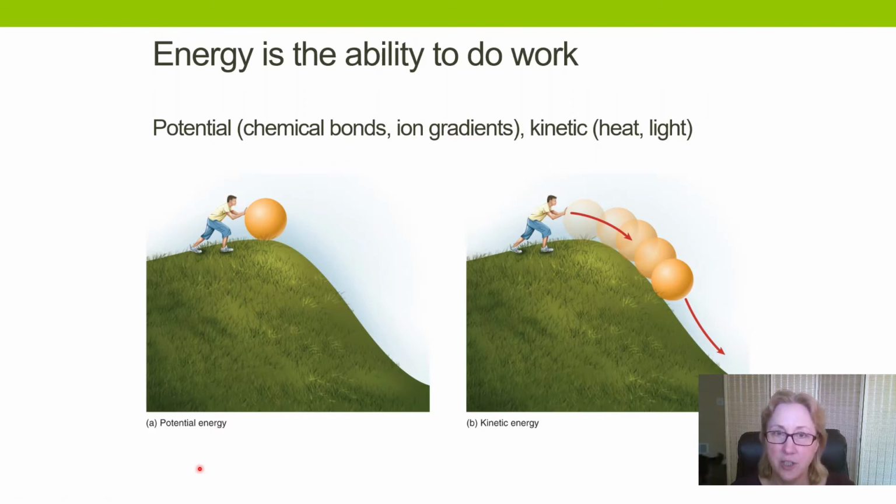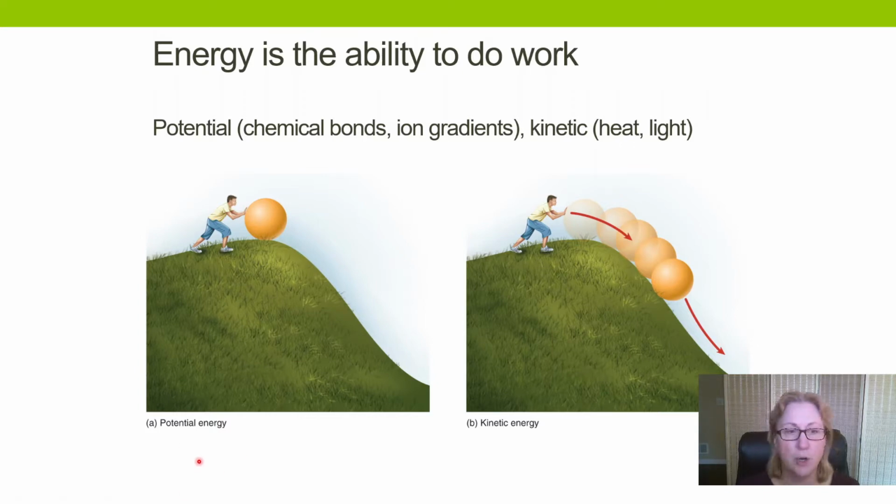Another type of potential energy would be ion gradients, and these are going to be really important when we get to respiration and photosynthesis. An ion gradient would be across a membrane, so that would mean we have a lot of one ion on one side of the membrane and less of it on the other side, and this produces an inequality that is sort of like having water behind a dam. You can allow those ions to flow across the membrane like water across a dam and do work with that energy.